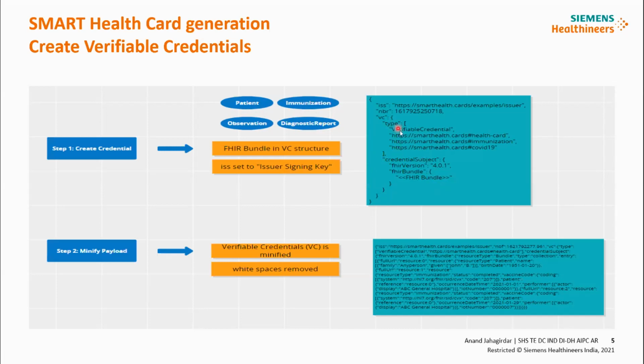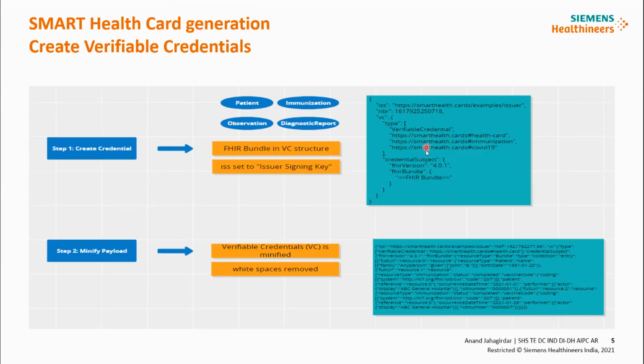And we will also have to put what is the type of this verifiable credential. Then finally the name is verifiable credential. This is the one which you are going to create. So first you create the credential subject, and you put details like what type of health card you are going to create. The health card, a generic health card, it is for immunization COVID-19.